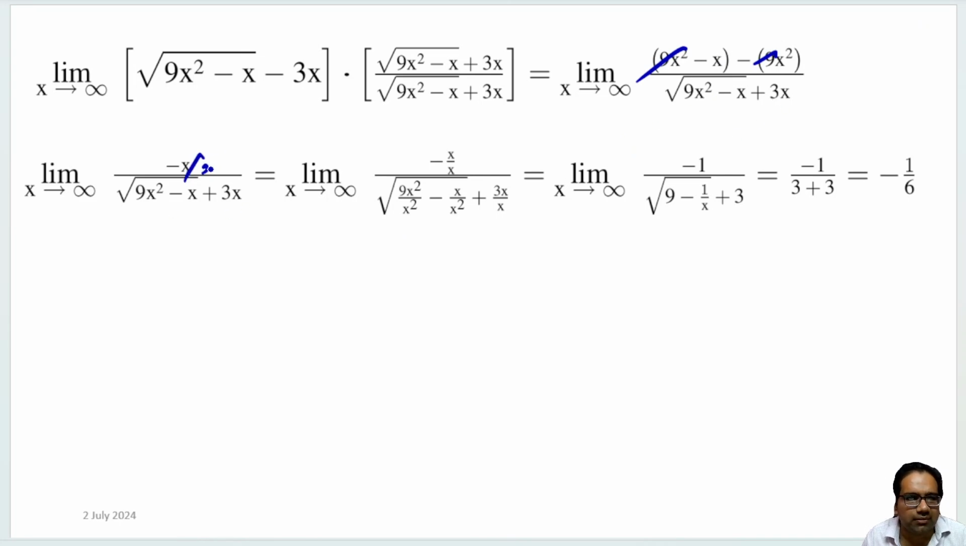We will divide everything by x because x is the highest power in the denominator. We can directly take it as x square inside because x is anyway positive. So 9x square by x square minus x by x square, which will be in the square root, and plus 3x by x. Now this and this will get cancelled. Minus 1 by x will be left and in the numerator minus 1. So we'll be left with minus 1 by this, and 1 by x will tend to 0 because x is tending to infinity. We'll be left with minus 1 by root 9 plus 3, which is 3 plus 3, that is minus 1 by 6. That is the correct answer.